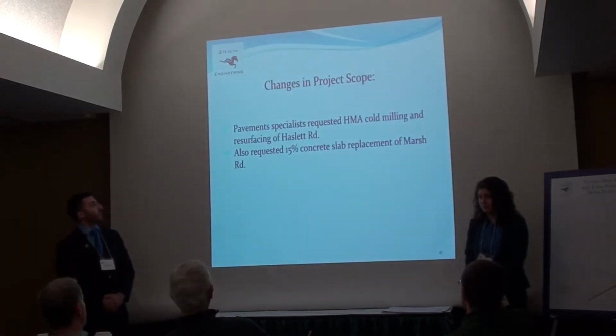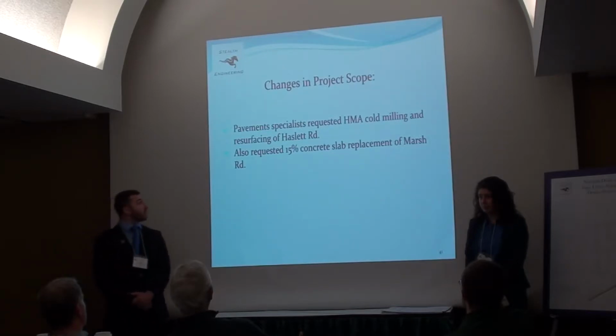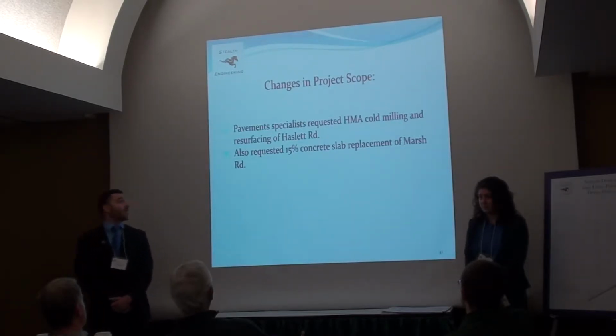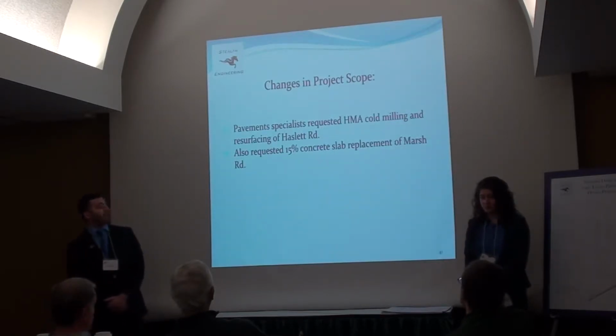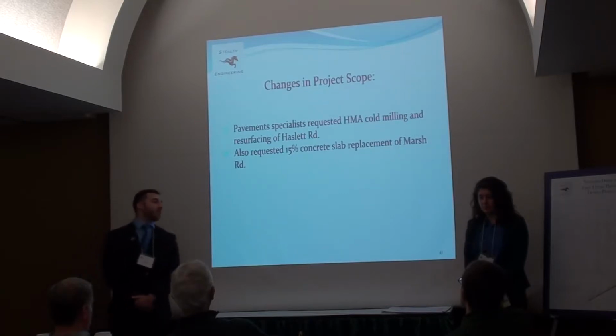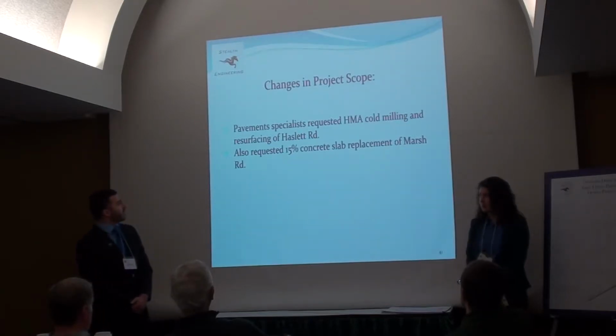A few changes came up in the project scope. The pavement specialist requested HMA coal milling and resurfacing of Hazlet Road, and also requested 15% concrete slab replacement of Marsh Road, which extended the scope of the project outside of the link roads in the neighborhood to the surrounding arterial roadways.